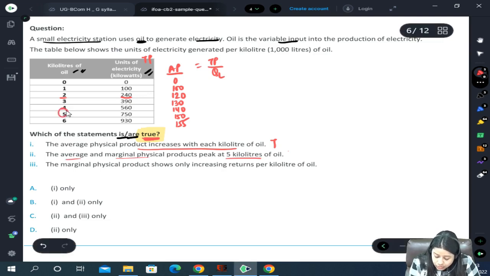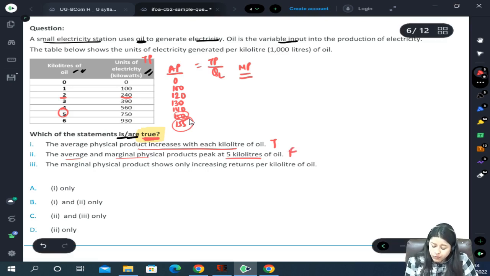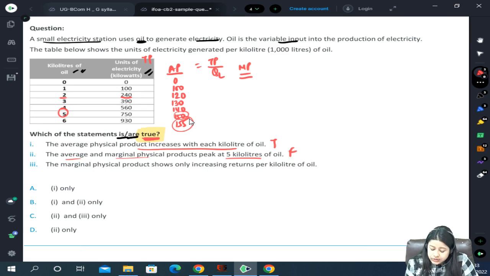So here, 150. Do we have to find out MP now? No. AP is already false. It's not highest at 150; it is highest at 155, considering the schedule. So why are you wasting time finding MP? Not required. We have to save time. So false.